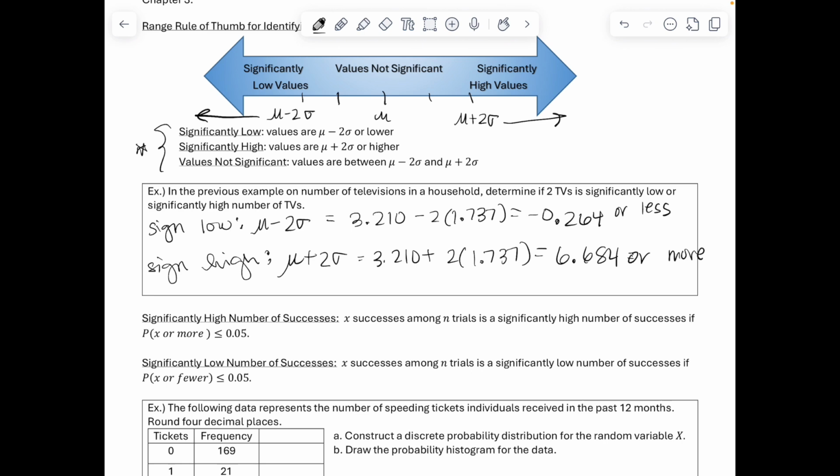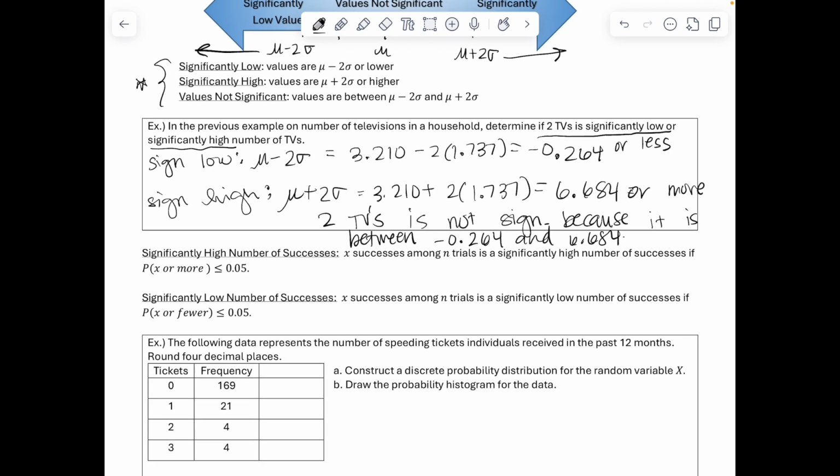And so the question is asking, determine if 2 TVs is significantly low or significantly high. And so 2 TVs is not significant, and this is because it is between the significantly low value, which is negative 0.264, and the significantly high value, which was 6.684. So this is one way to look at significant values, dealing with the mean and the standard deviation. And again, going 2 standard deviations away from the mean or more would be significantly low and significantly high.